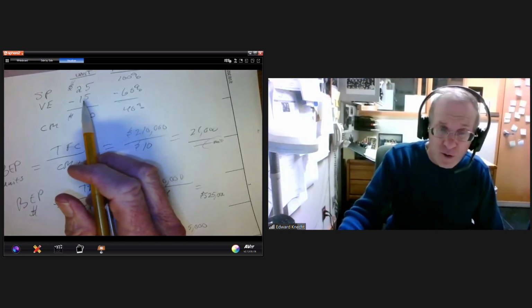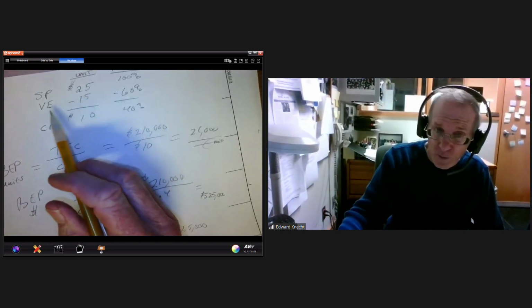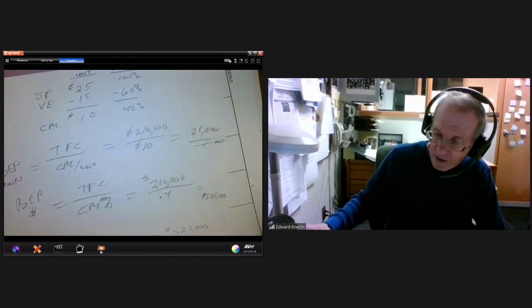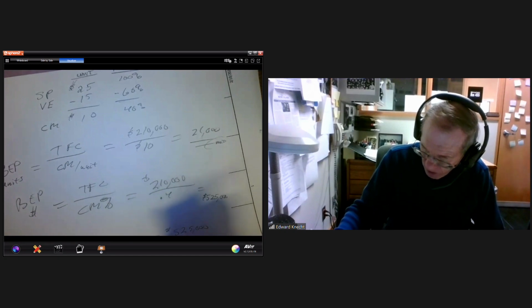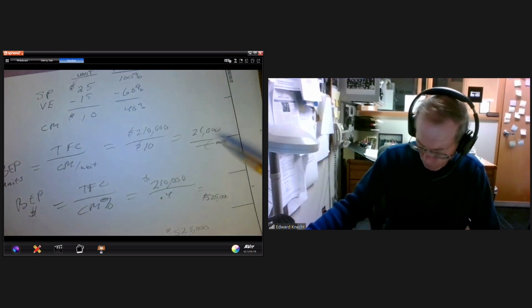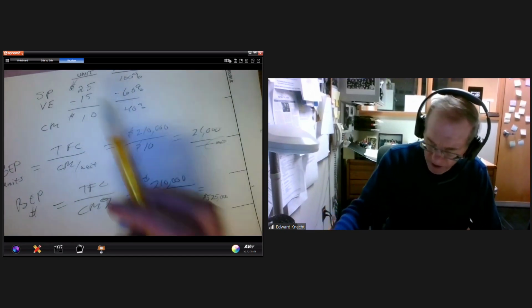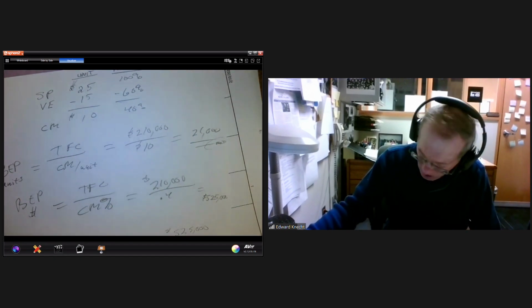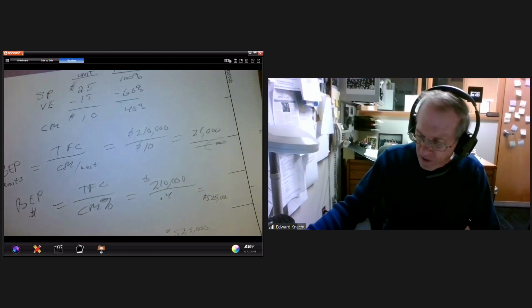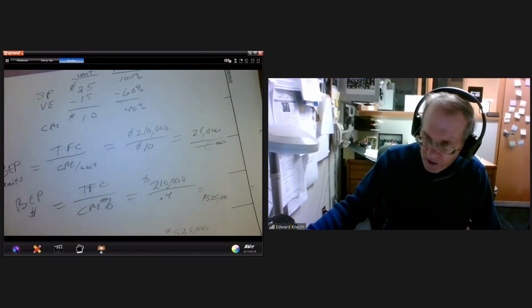$15 is our variable cost per unit, or variable expense per unit, times 21,000 units. What's that going to be? Total variable expenses. 21,000 balls we're selling at $15 variable cost. That'd be 210,000 plus half of that, so that's 105,000. Would that be 315,000? Did I calculate that correctly?